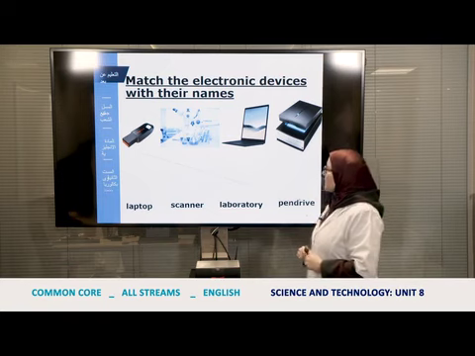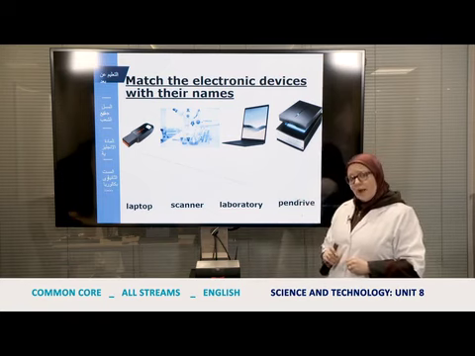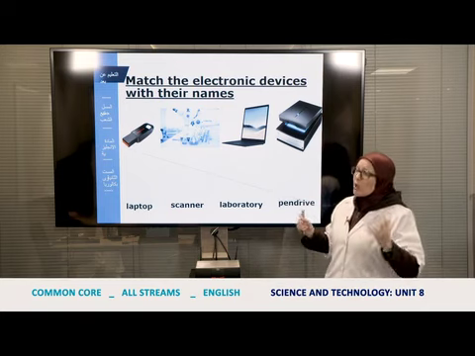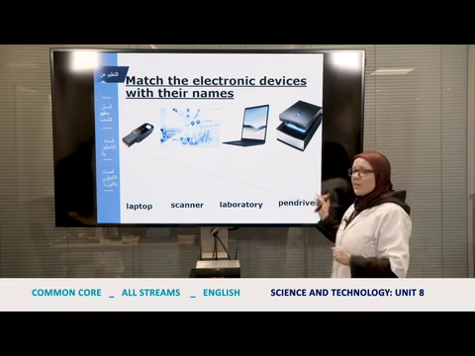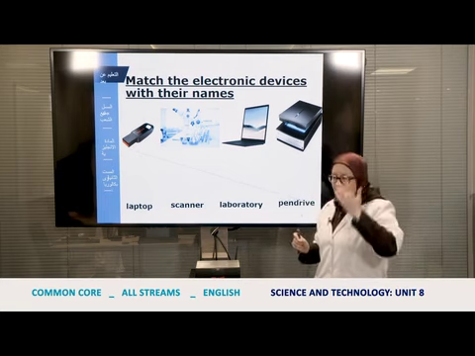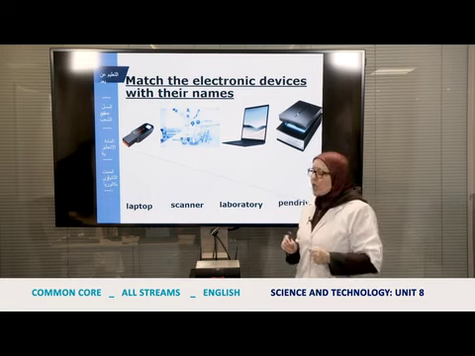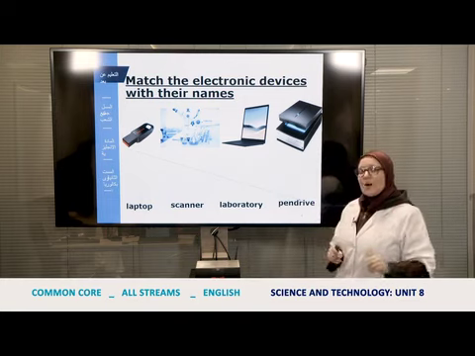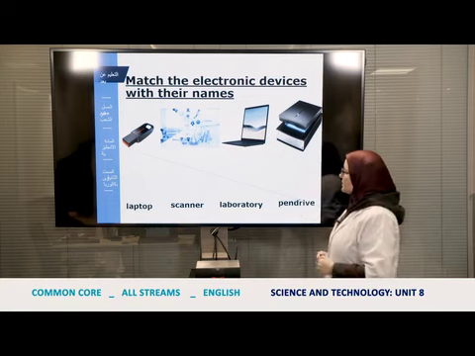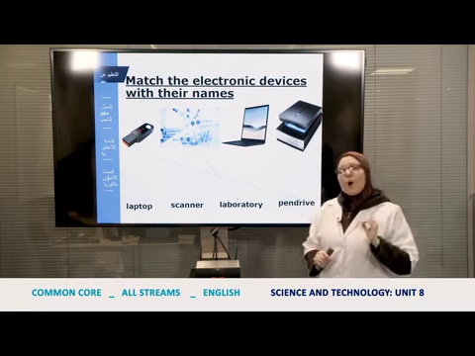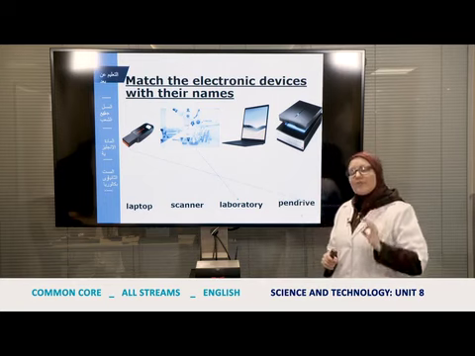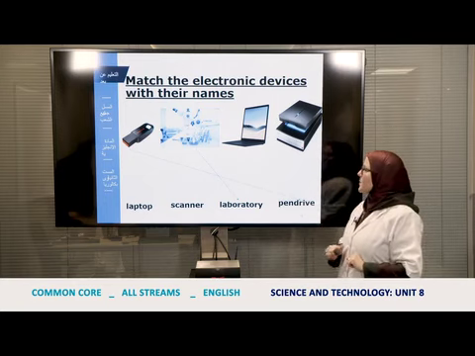To correct, the first one is pen drive. A lot of people say flash drive, a lot of people say USB, so you're free to choose any word you want. It's a pen drive. Whenever I say a word, try to repeat it after me. This way you will learn how to pronounce the word correctly. The first one is pen drive. Repeat, pen drive. The second one is laboratory. This is a laboratory, the place where we have scientific research.